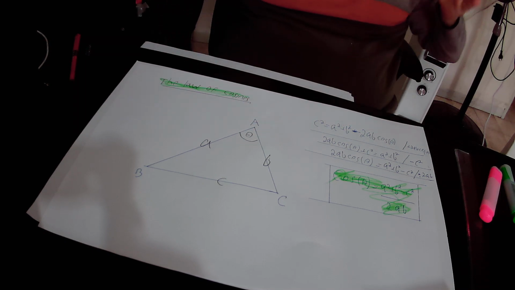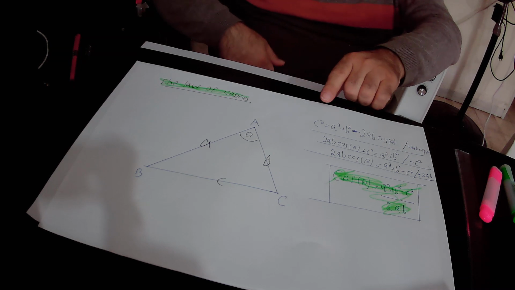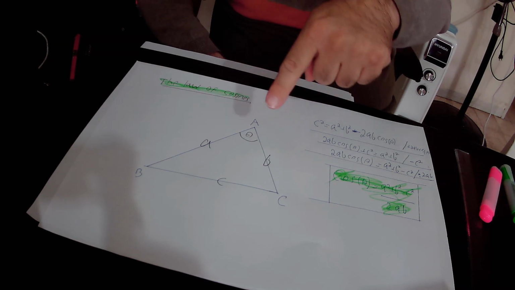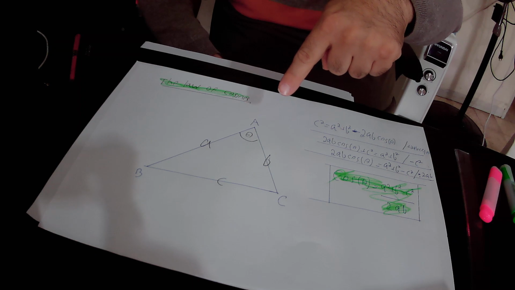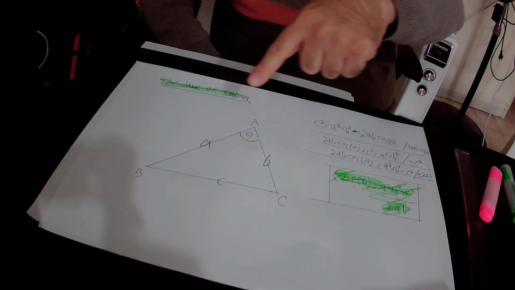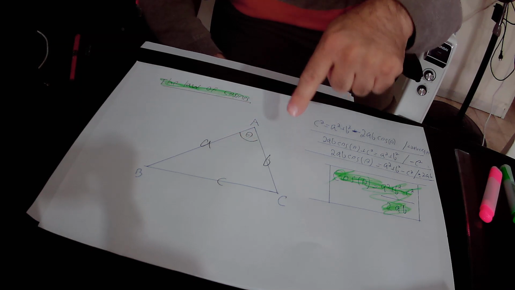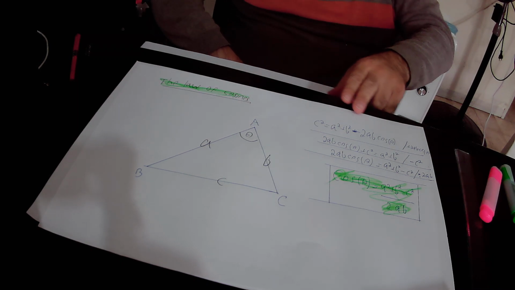Then, according to the law of cosines, the following equation in this triangle ABC is true: C squared equals A squared plus B squared minus 2 times A times B times cosine theta. Again, C squared equals A squared plus B squared minus 2 times A times B times cosine theta.